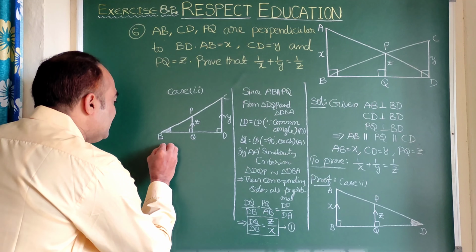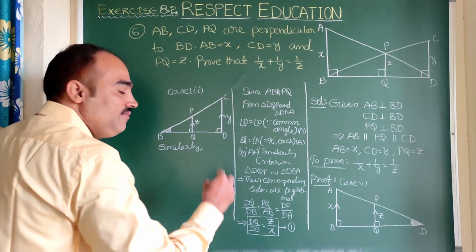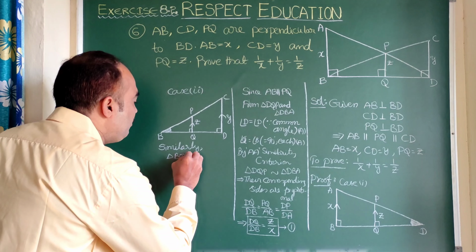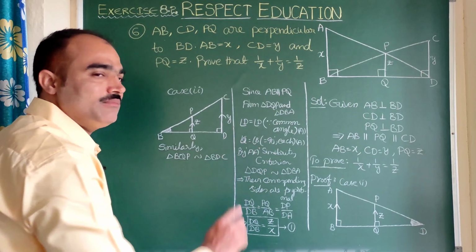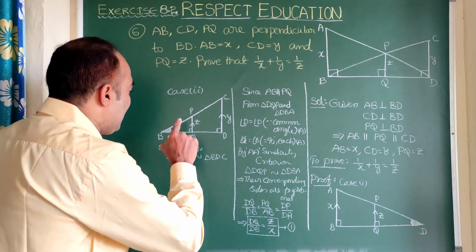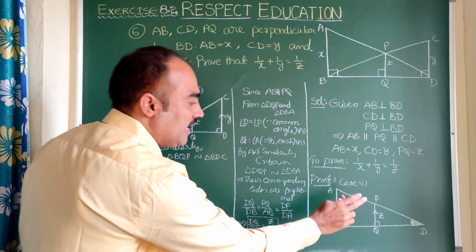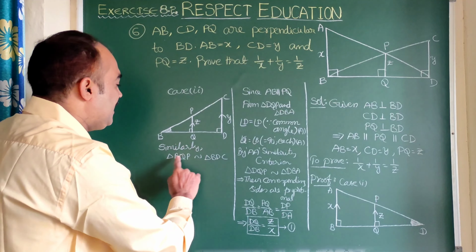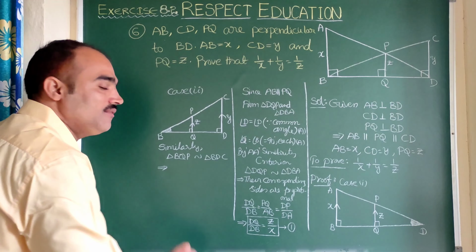So let us write similarly, like earlier. Similarly, we can say that triangle BQP is similar to triangle BDC by AA similarity. Here angle B is equal to angle B, that is one angle. Angle Q equal to angle D, that is another angle. How we have proved earlier, same logic here. Everything is same. So by AA similarity, both the triangles are similar. Then we can say their corresponding sides are proportional.